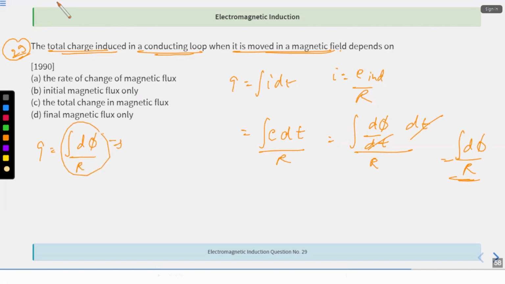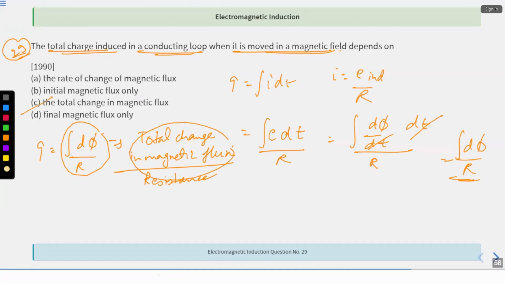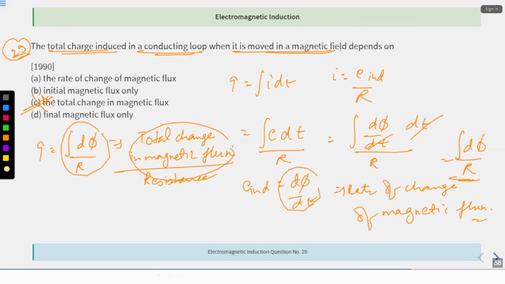So it is dependent upon total change in magnetic flux and the resistance of the loop. So this is dependent upon total change in magnetic flux. It's option number C. In case of EMF induced, it is d phi by dt, which is the rate of change of magnetic flux, and this is for charge. Cool. Option number C is our right answer to this question. It is again a repeated question, so no worries for that.